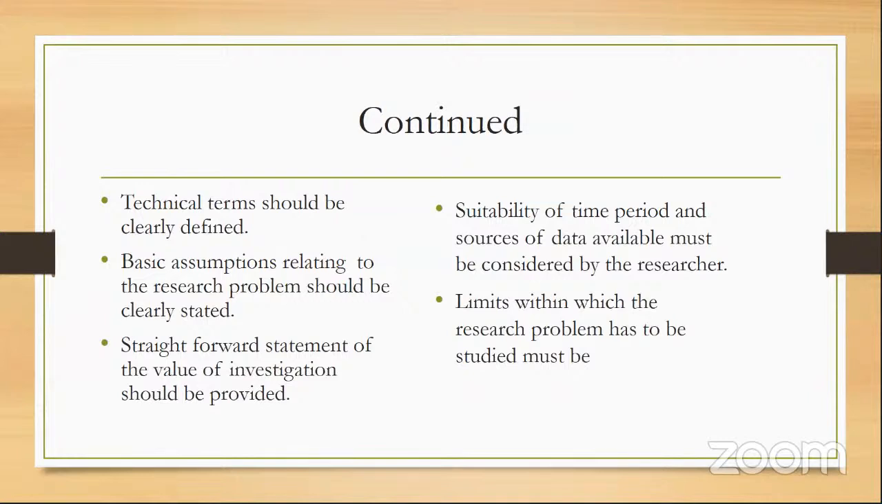Then a straightforward statement of the value of the investigation should be provided. So this is basically why you are doing that research. It should be stated explicitly, along with the potential benefit from it. Then suitability. The next thing that you should look at is whether the data you have or the sources of data you have are suitable for analysis or for addressing that particular research problem. And one thing that we all know is that no research is ever perfect. So there might be some limitations in our study. So those limitations should also be clearly mentioned. Okay.